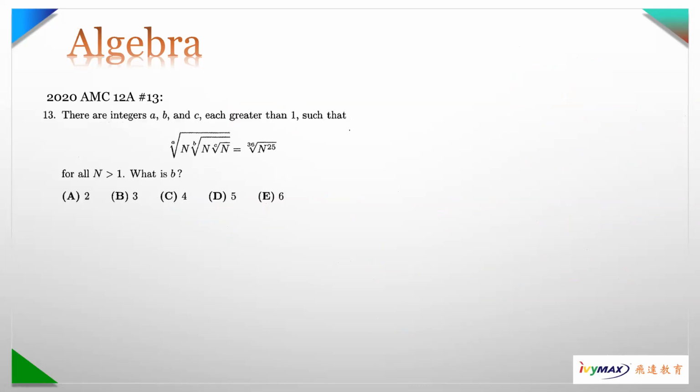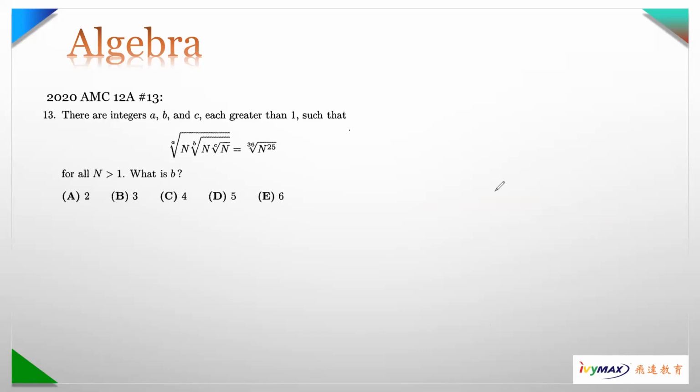Okay, let's move on to the next question. So this is a question about radical expressions. Okay, so we have integers a, b, and c. Each one of them is greater than 1. So they give you a big radical expression like that, and for all n greater than 1, they want us to find the value of b.